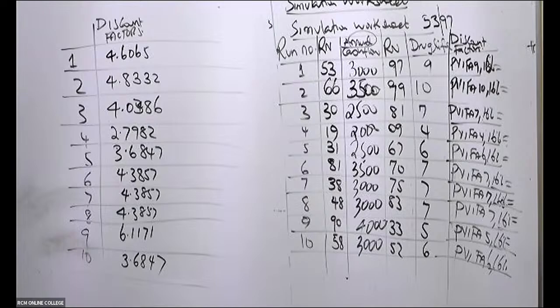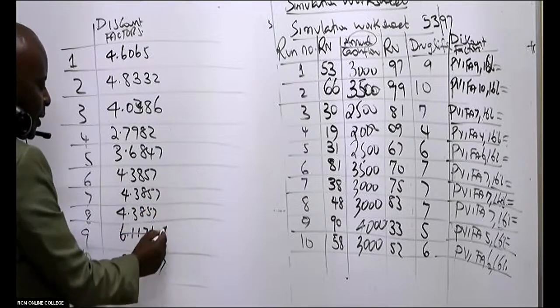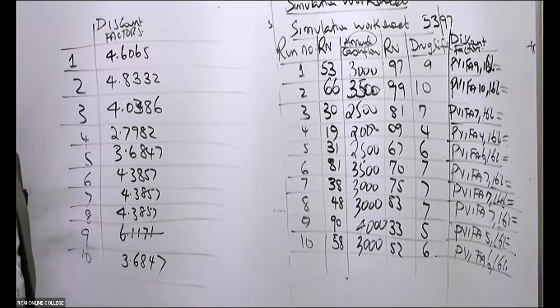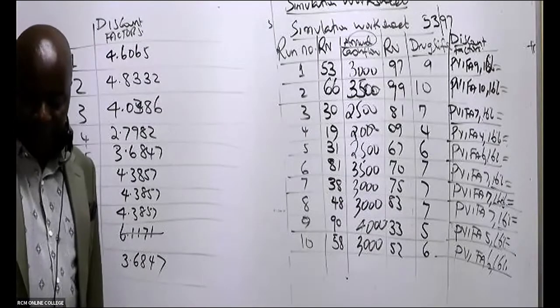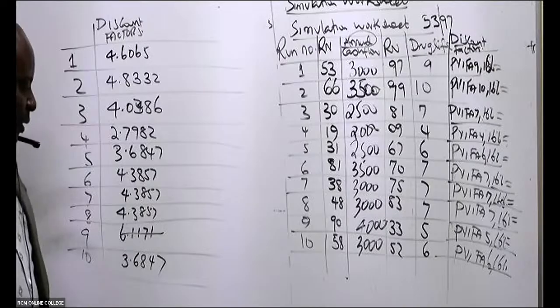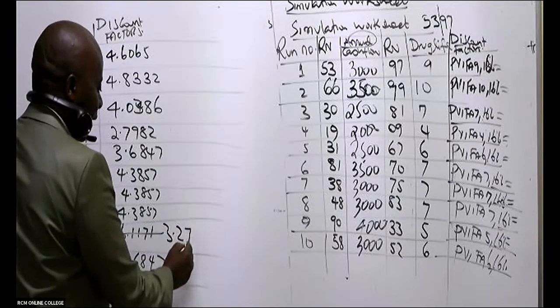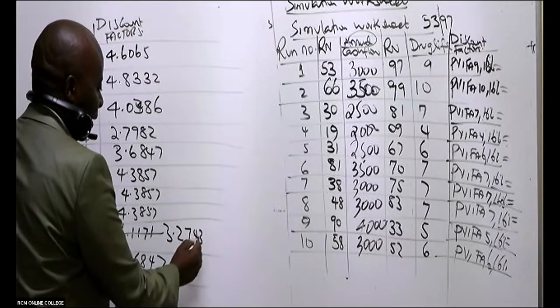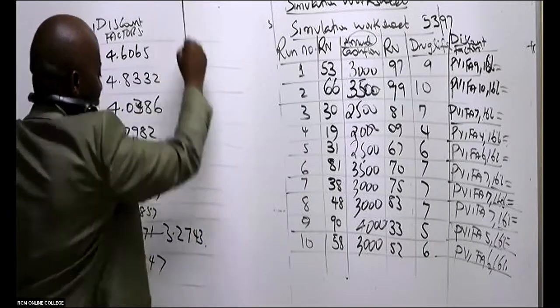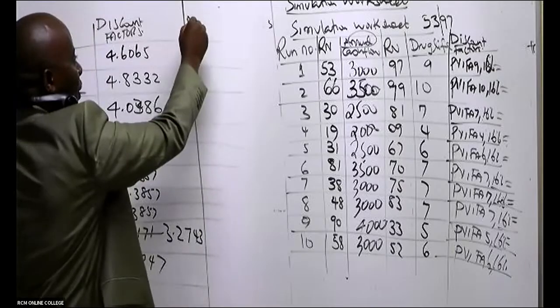Your number 9. Because you see, this is 5 years. Check your number 9 again. 3.2. 7.43. Now, having gotten this, you can come and do the last column, which is the column of net present value.